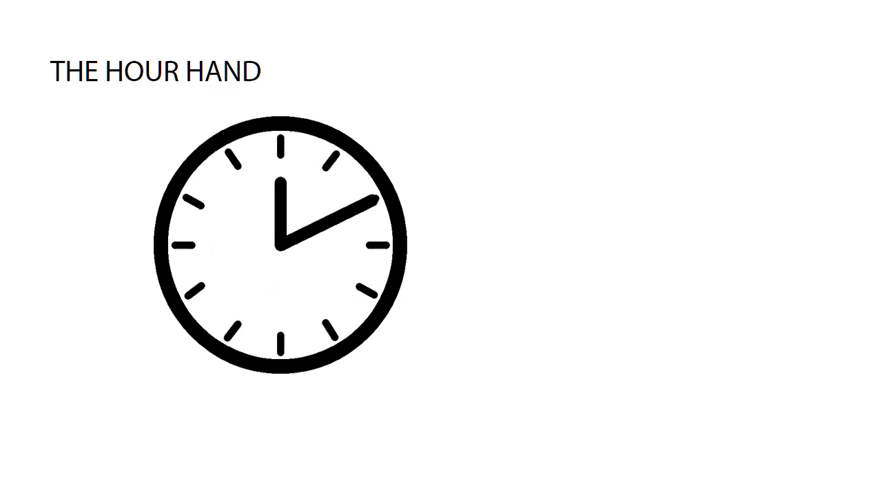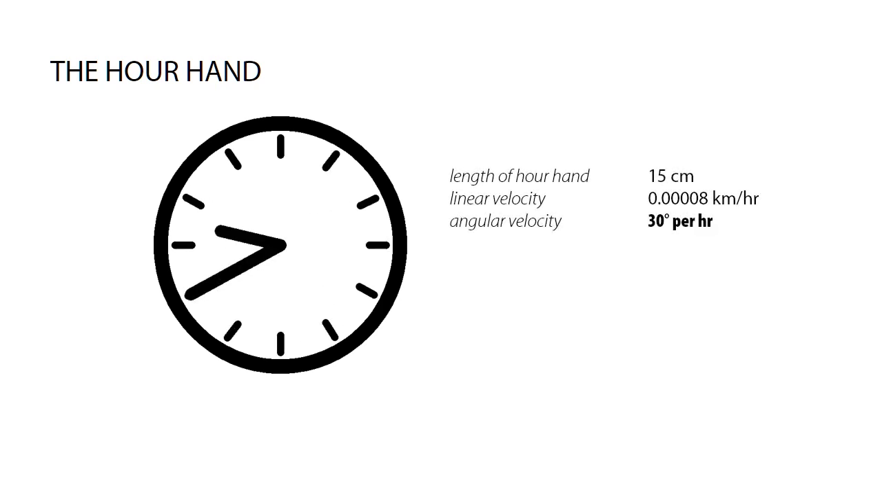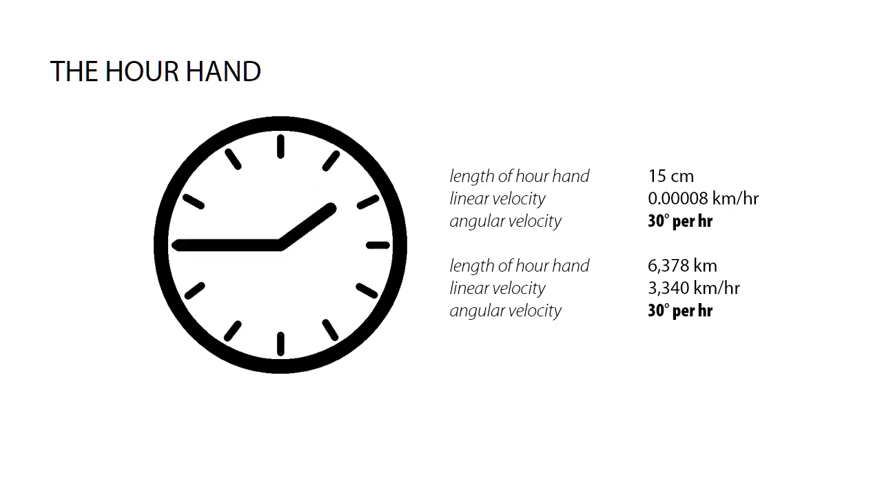How fast the tip of the hour hand is moving in terms of linear velocity depends on how long the hour hand is. An hour hand 15 centimeters long travels about 94 centimeters in 12 hours, or a bit less than 0.00008 kilometers per hour. An hour hand 6,378 kilometers long travels 3,340 kilometers per hour at the tip, but more slowly as you move closer to the center of the clock face. Both hour hands move 30 degrees per hour, regardless of how long they are.